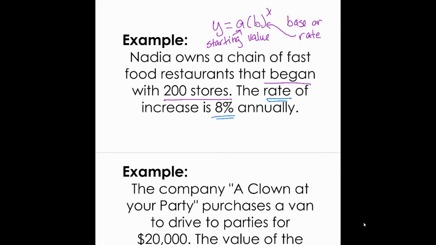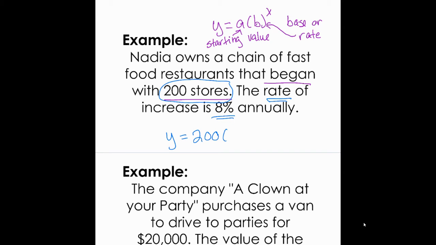Okay, so we want to write our equation. I'm going to use the information I've been given. It's going to be a y equals equation. So how is her store count growing? They're growing exponentially. When it says it's increasing with a rate, that is your clue that this is exponential increase. Her chain of stores is growing really fast. So you always start off by putting your a value. That's your starting value here. So she started with 200 stores.